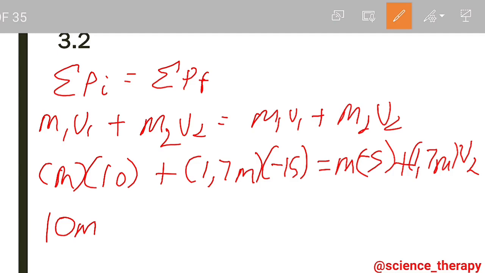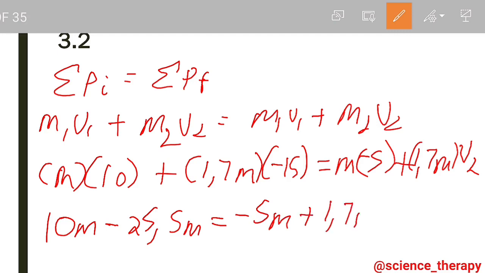Just trust the process of maths, right? Then we have 1.7 times -15. That's -25.5 m. Then we have m times negative 5, that's negative 5m. Then here it's plus 1.7 m and then V2, right? At this point, you cannot add this negative 5m and this 1.7 m because this one has a multiplication sign, and that is combined with V2, right?